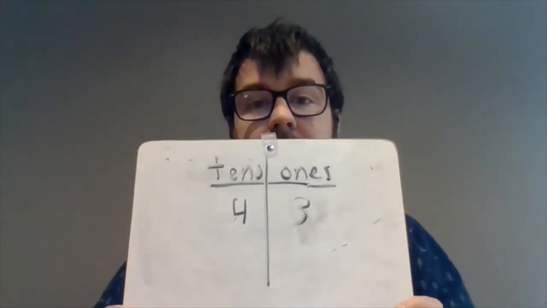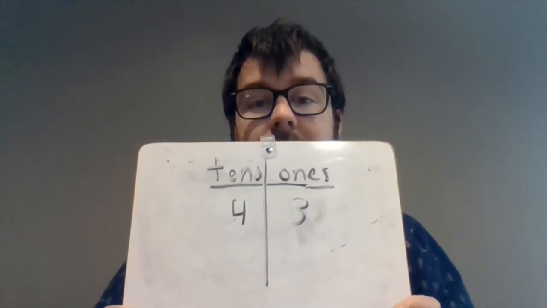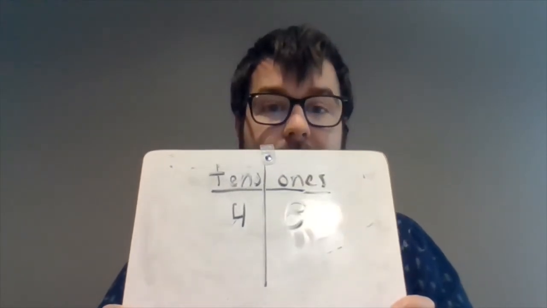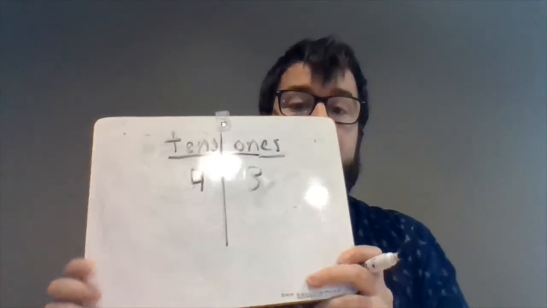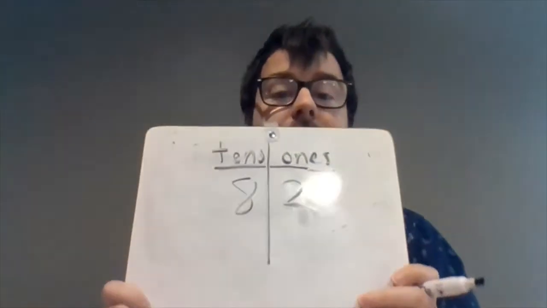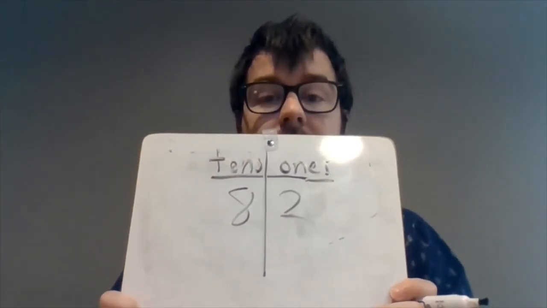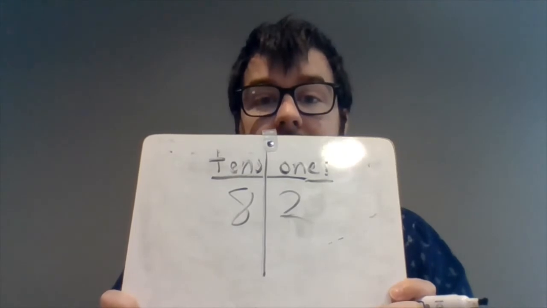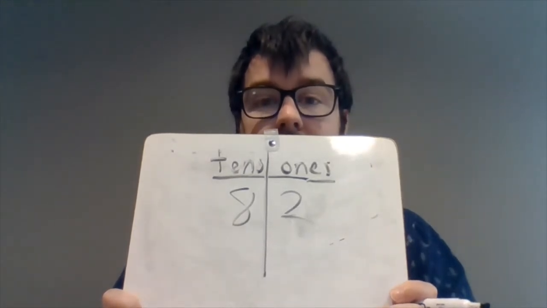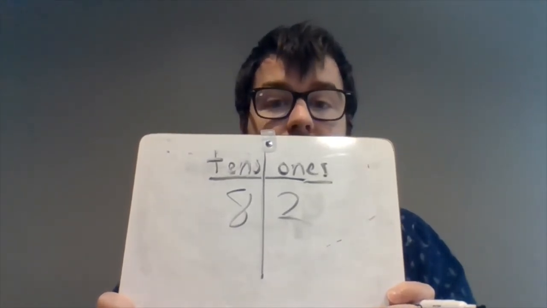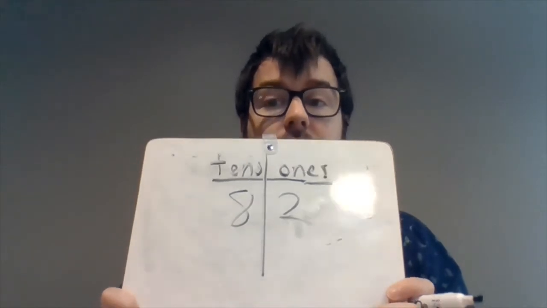So for this one, can you say how many tens it has? Yes, it has 4 tens. And how many ones? 3 ones. How about this one? How many tens does it have? Yes, 8 tens. How many ones? 2. And then what number is it? 82. Very good.